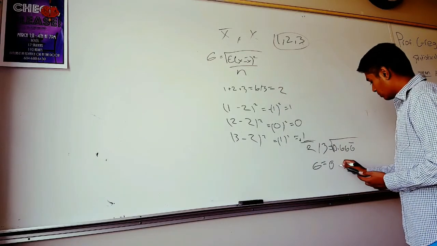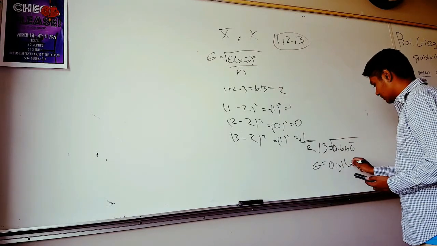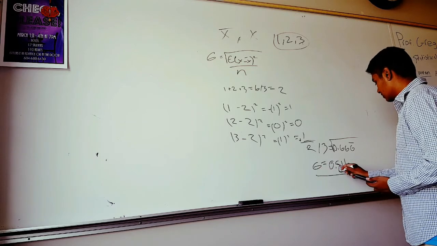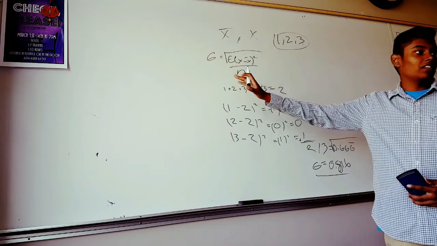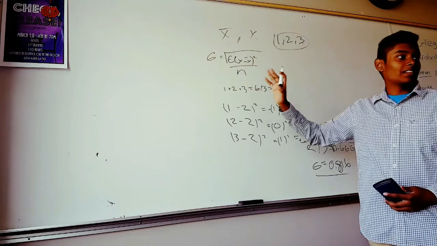That's 0.816. Standard deviation equals 0.816. That's your standard deviation. Okay, we're done. That's the lesson for today. We're just using this to find our standard deviation. Okay, we're good. Ask questions of the class.